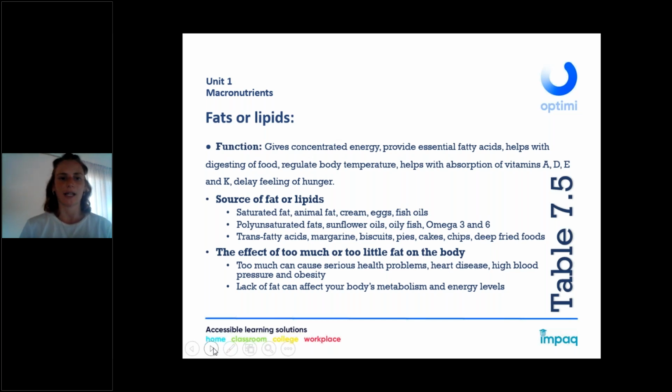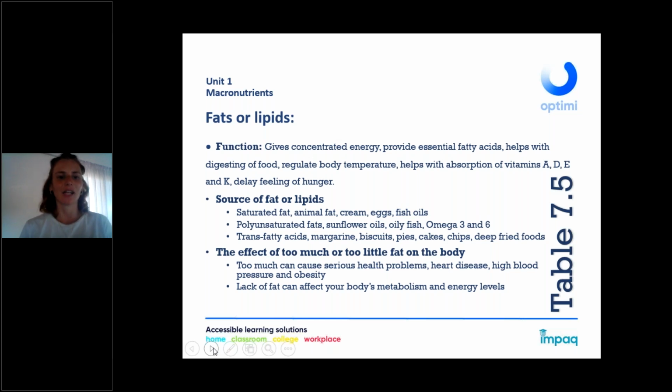So where do we get fats from? You get saturated fats, polyunsaturated fats, and then trans fatty acids. Those are the three different types of fats. Saturated fats are your animal fats. Polyunsaturated fats are like your plant fat, like sunflower oil or olive oil. And then trans fatty acids are those bad ones that you get from cookies and chocolates and pies and cakes.